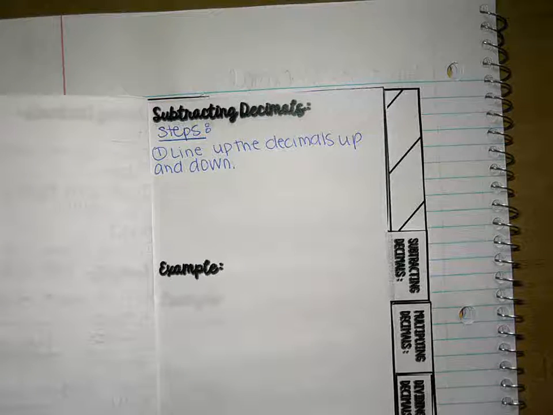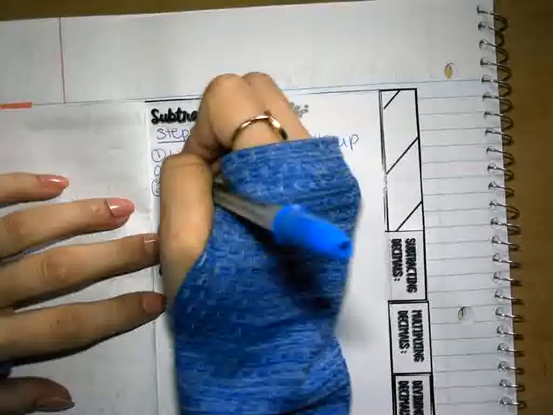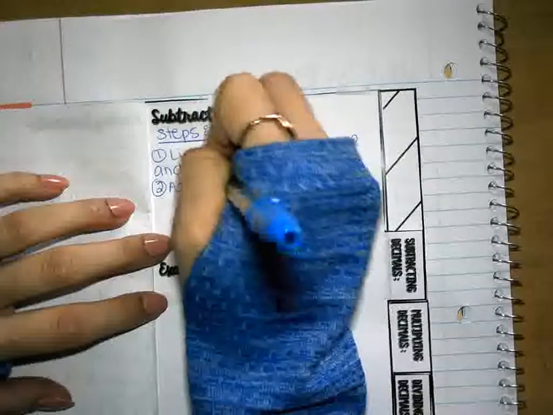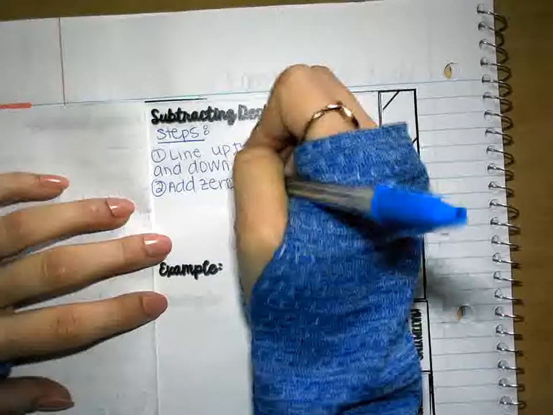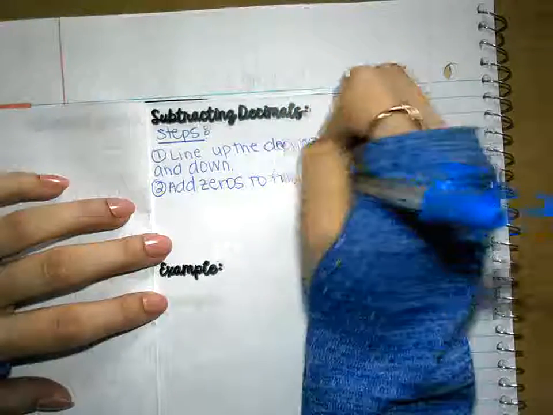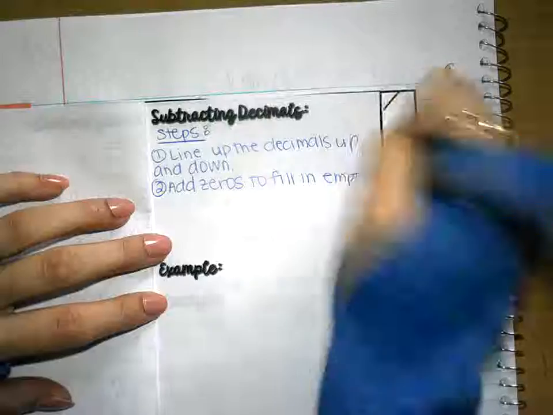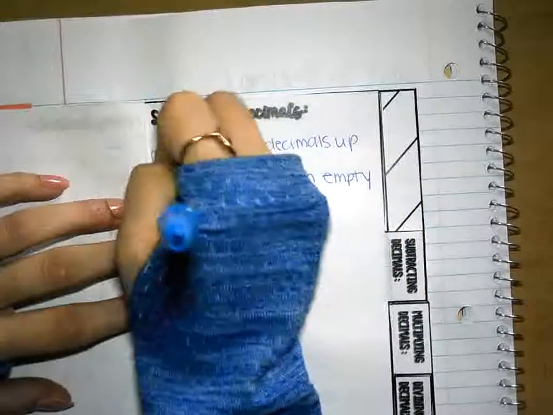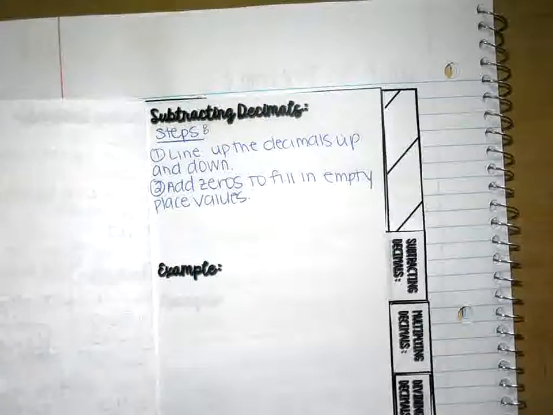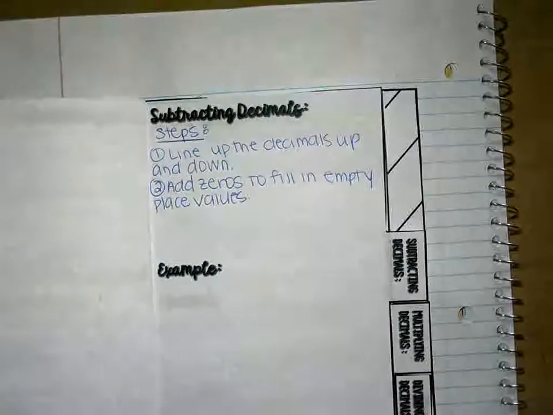What was step 2 for adding decimals? Lindsay? Adding zeros. That's our same second step. Add zeros to fill in empty place values. So we have the exact same step 1 and step 2.